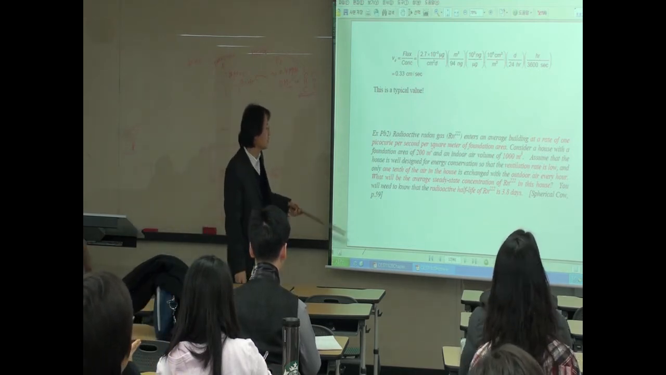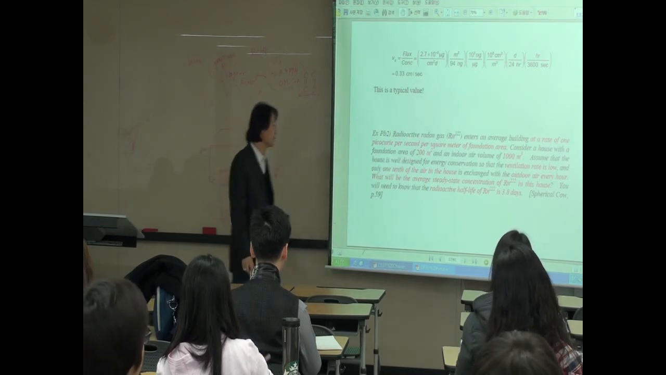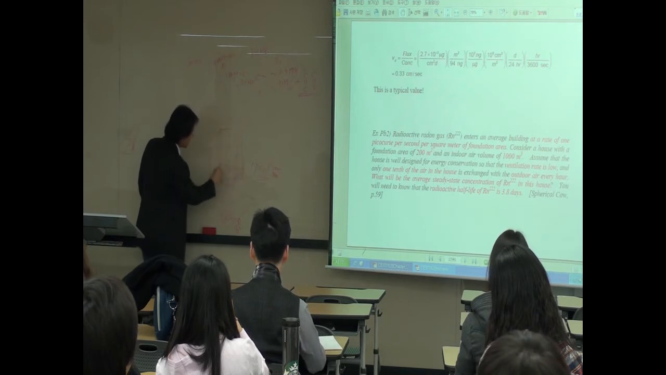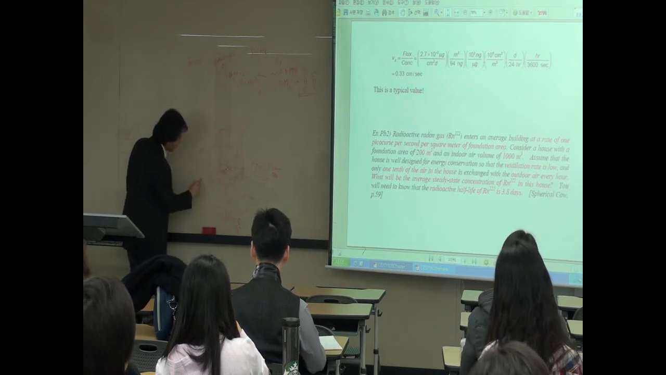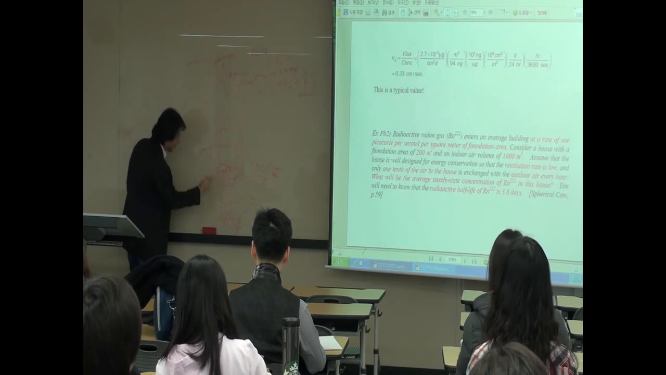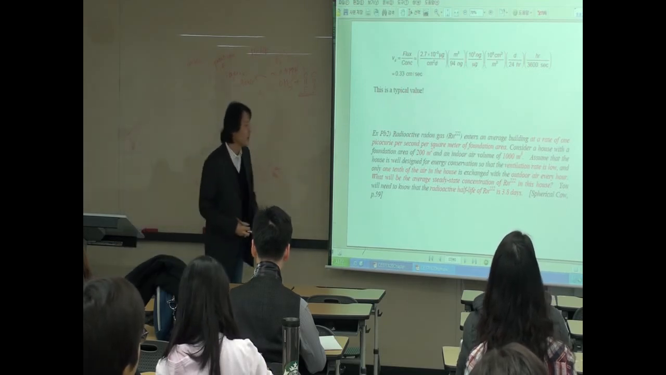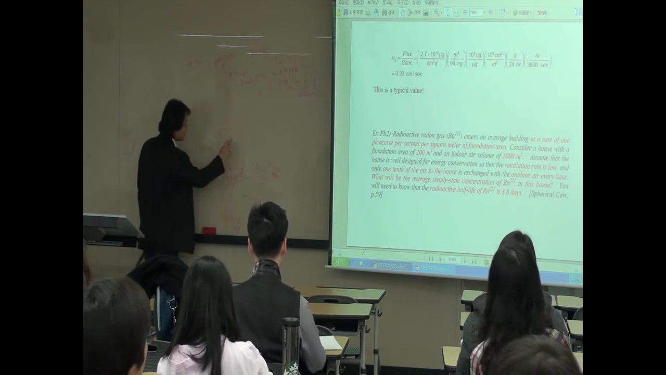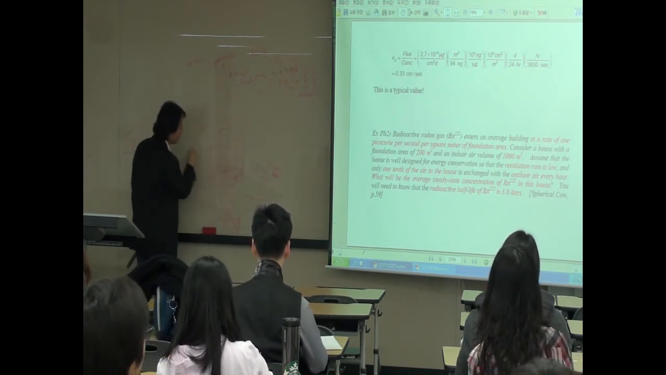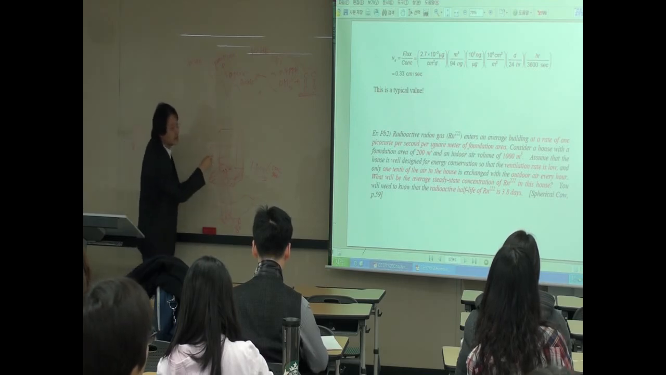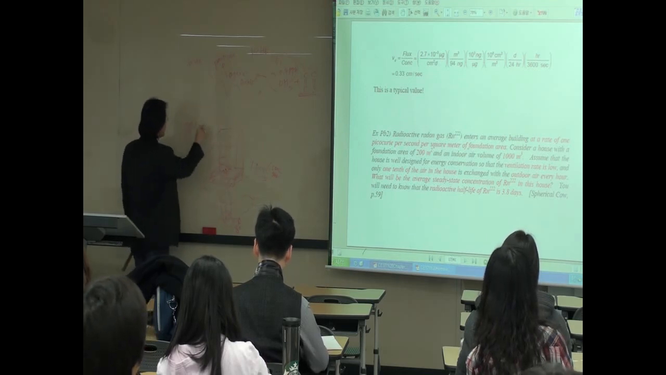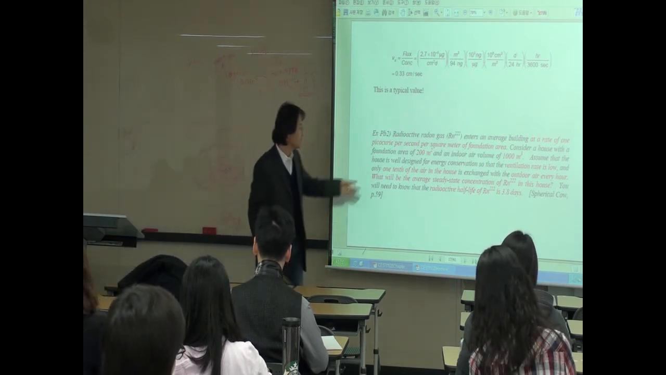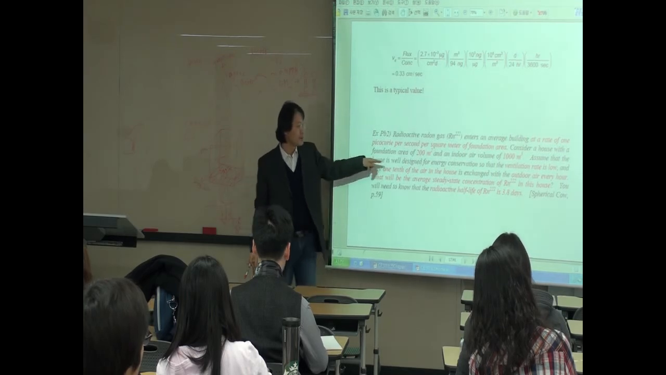And consider a house with a foundation area of 200 square meters. So the area here is 200 square meters. And the indoor air volume, because this is radon gas, so the volume of the gas here is 1,000 cubic meters. Assume that the house is well designed for energy conservation.